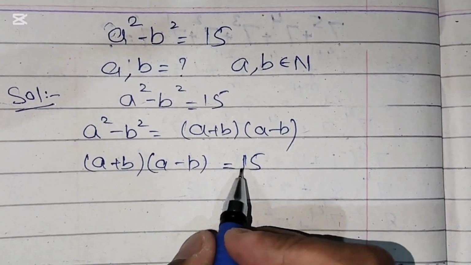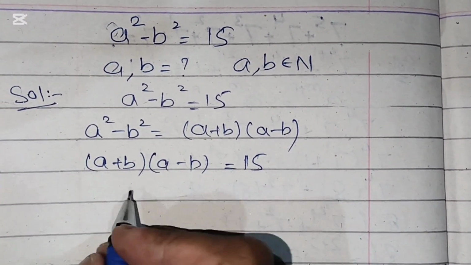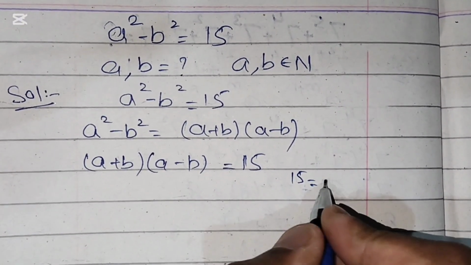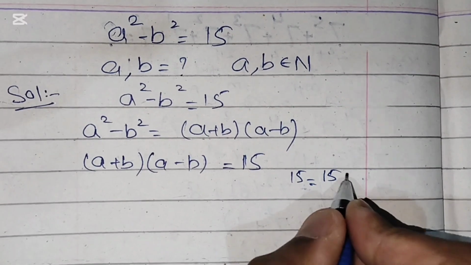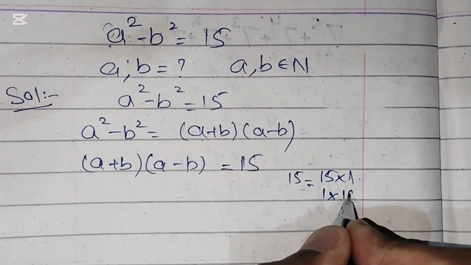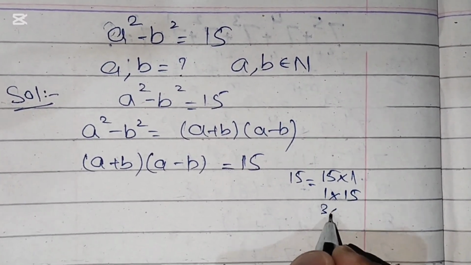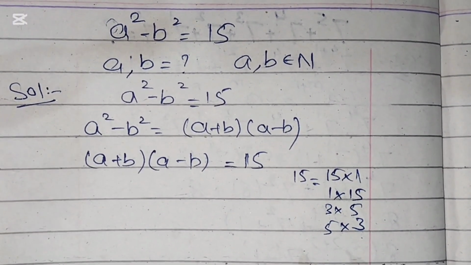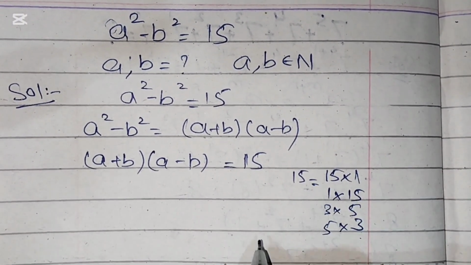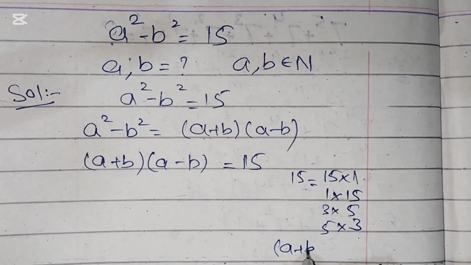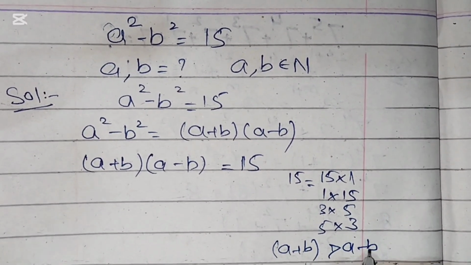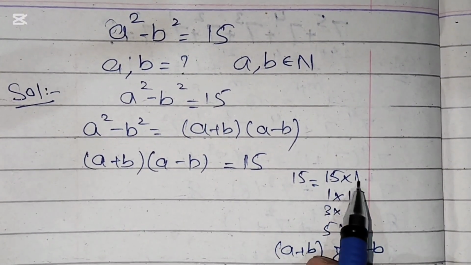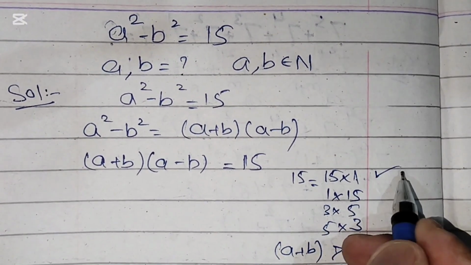We will factor the pair of 15. We can write 15 as 15 times 1, 1 times 15, 3 times 5 and 5 times 3. But we will consider the case where a plus b is greater than a minus b. So a plus b is 15 and a minus b is 1. We will take this case.